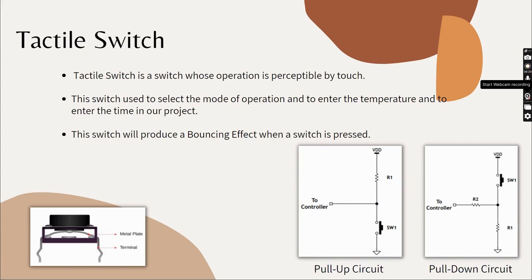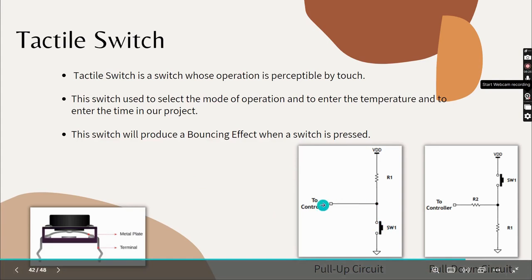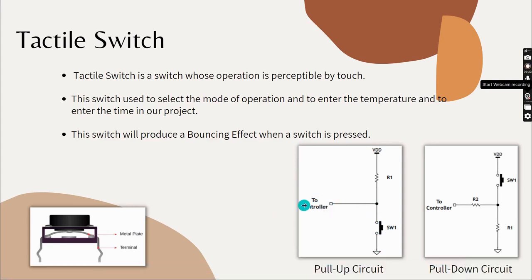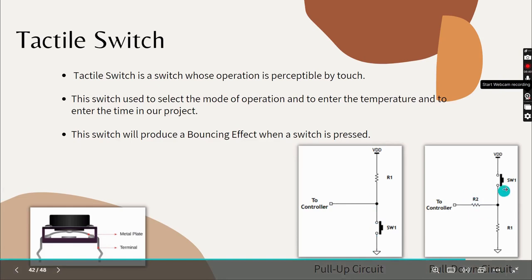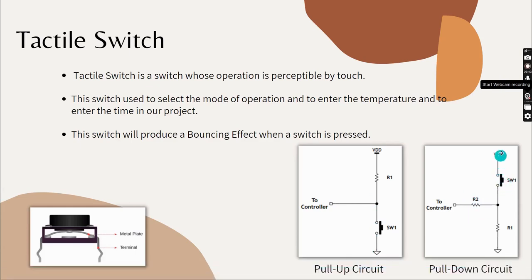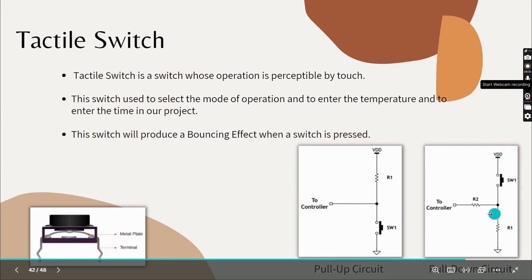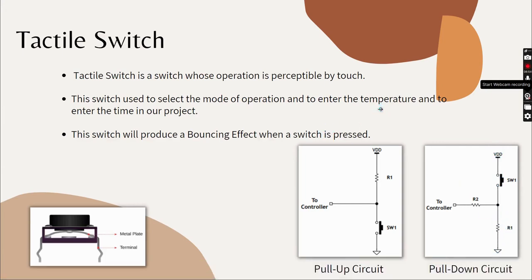The first one is the pull-up circuit, the second one is the pull-down circuit. In the pull-up circuit, the switch pin is connected to the microcontroller and then to ground. This is used as a current sourcing circuit, meaning our microcontroller gives current to the switch and it goes to the ground. While in the pull-down circuit, our switch is connected to VDD, like 5 volts. In it, all the current from the 5 volts goes directly to the ground. So it's a pull-down circuit. But for our PIC-SimLab software, our switch is connected as a pull-up circuit.